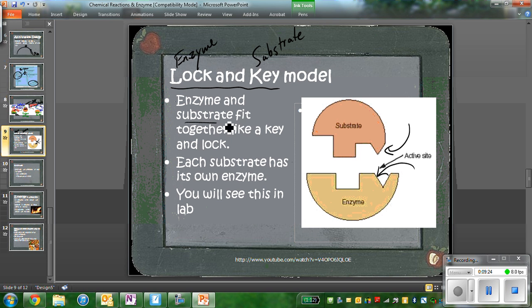Enzymes fit together like a lock and a key. So there's one particular substrate for one particular enzyme. And if they don't match, then no reaction is going to happen, okay? Again, each substrate has its own enzyme. So we're going to practice this in lab at least twice, actually.